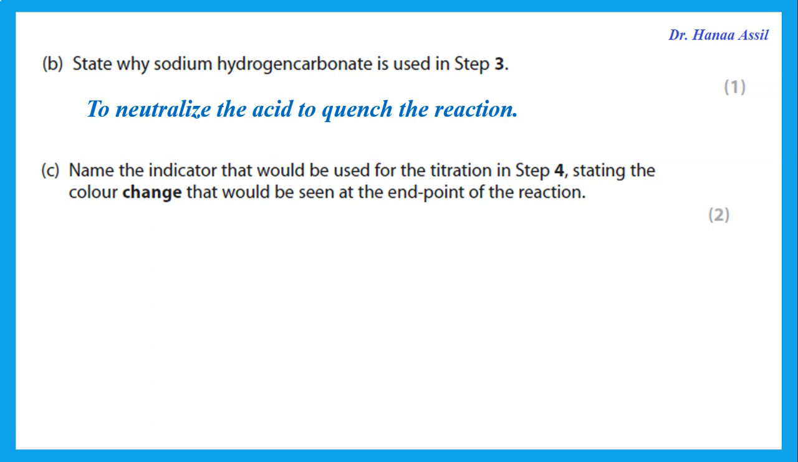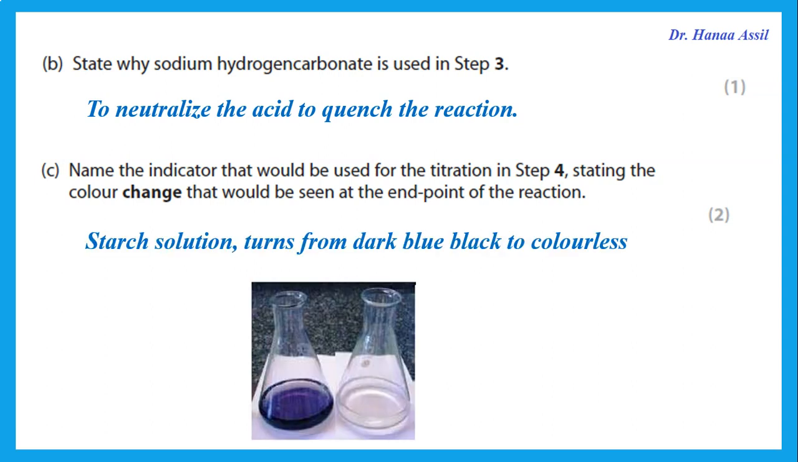Name the indicator that would be used, stating the color change that would be seen. Remember, if we have iodine produced or used up, we use which indicator? We use starch solution, because in the presence of iodine it is dark blue-black. Once the iodine has been used up, the dark blue-black color changes to colorless.